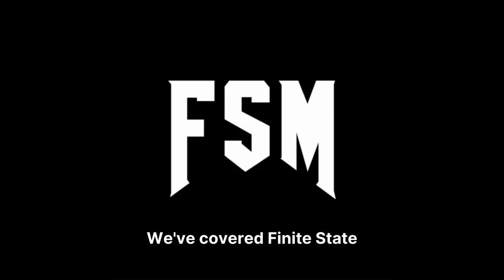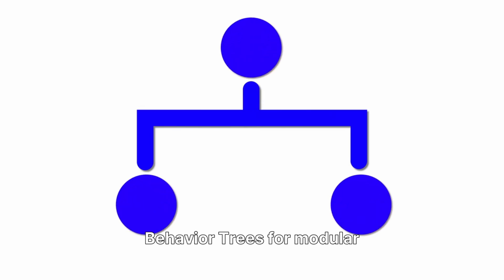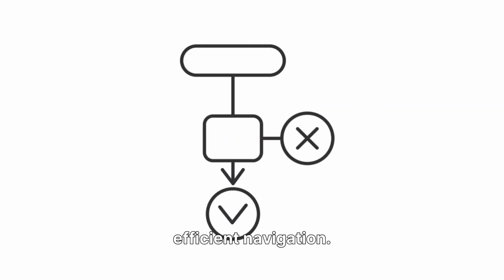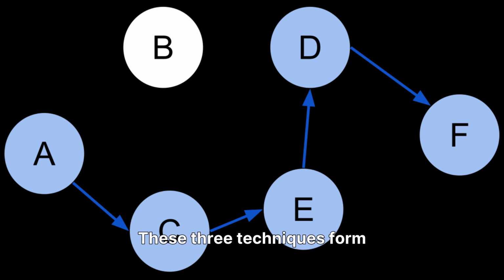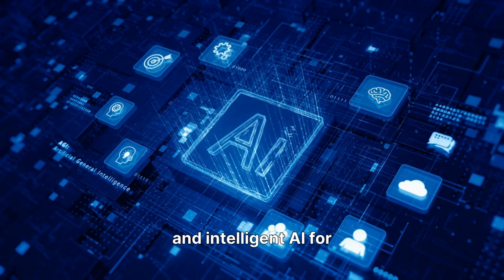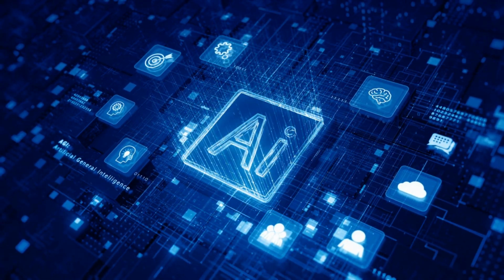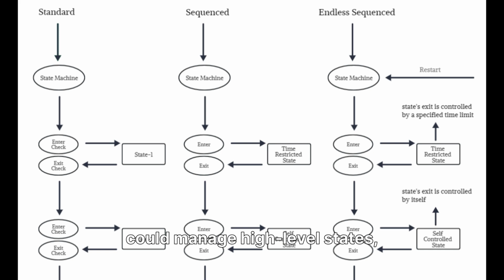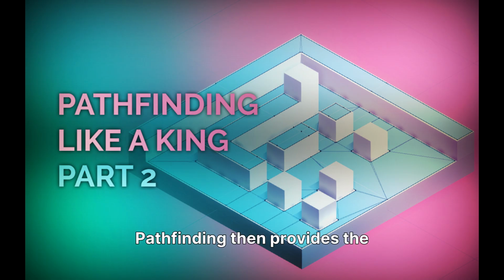We've covered finite state machines for clear, defined behaviors, behavior trees for modular and scalable AI, and A* pathfinding for efficient navigation. These three techniques form the bedrock of intelligent game AI. Combining them allows you to create truly dynamic and intelligent AI for your C# games. For example, an FSM could manage high-level states, while a BT handles complex decision-making within a state. Pathfinding then provides the movement capabilities for these behaviors.